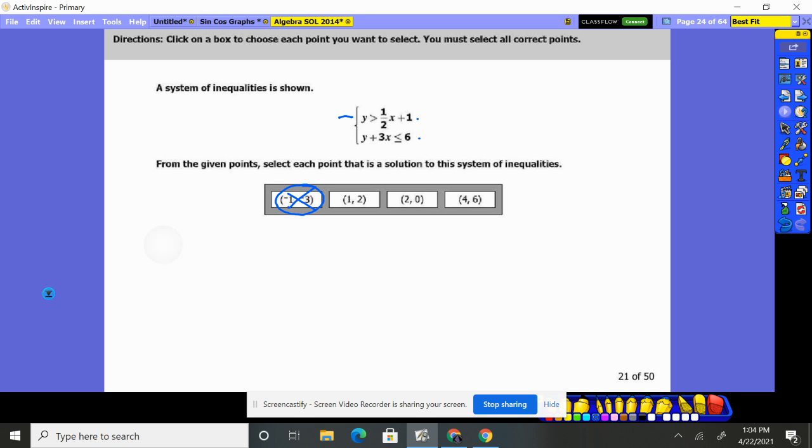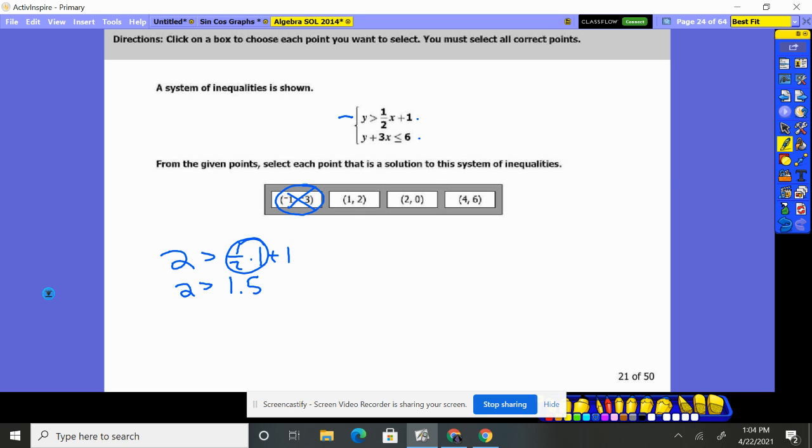So y is 2. Y is 2. Is that bigger than 1/2 times 1 plus 1? Is 2 bigger than 1/2 times 1, which is 1/2? That's 1/2 plus 1, which is 1.5. Yeah, true. It is true there.